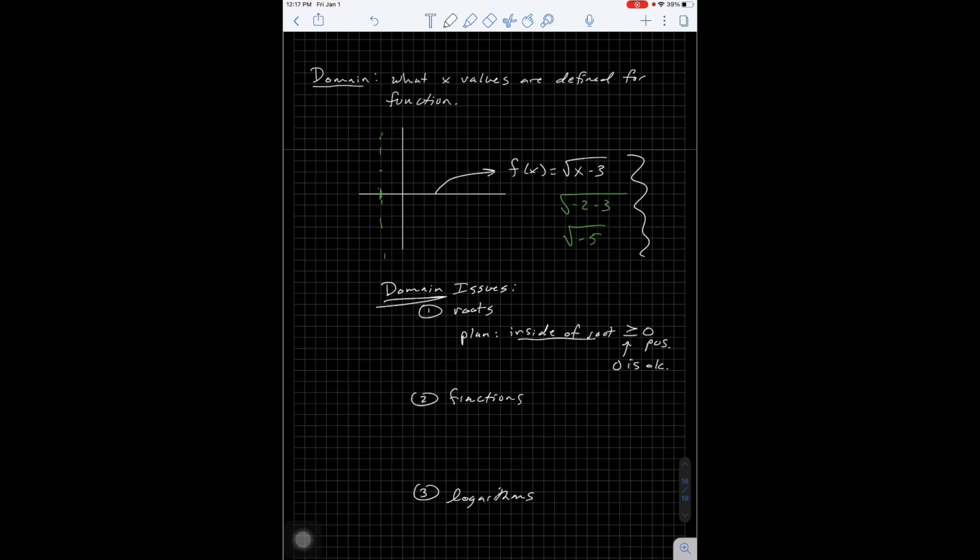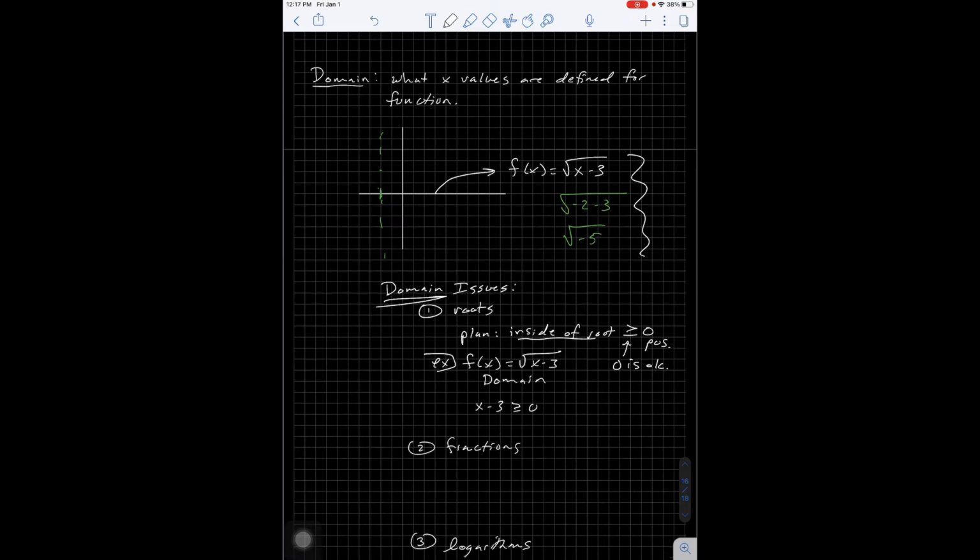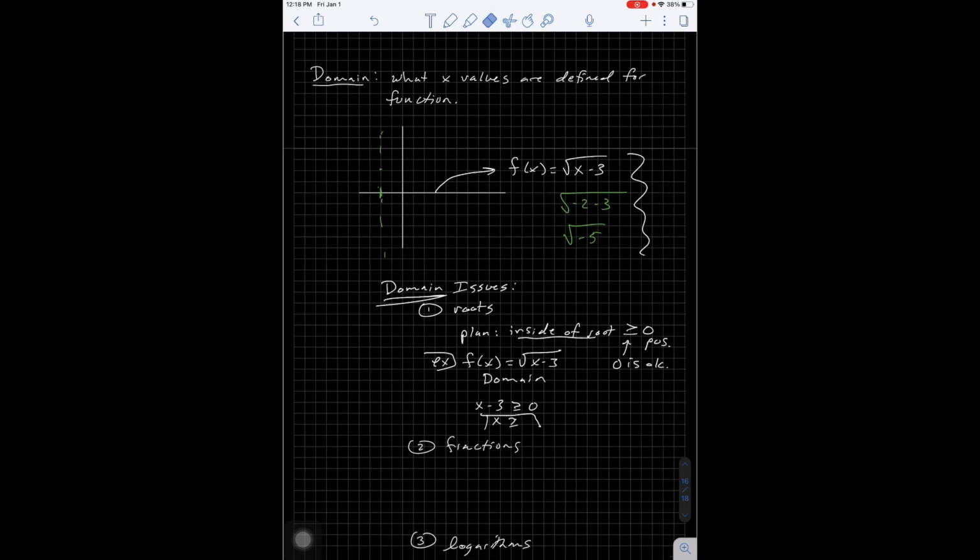So an example, if I have f of x equals the square root of x minus 3, and I want to know the domain, sorry, I'm running out of room here, hold on. Then to calculate the domain, I take the inside of the root, which is just this x minus 3 part, and make it greater than or equal to 0 and solve it. So this is saying that x has to be greater than or equal to 3. Okay? And that's your domain.